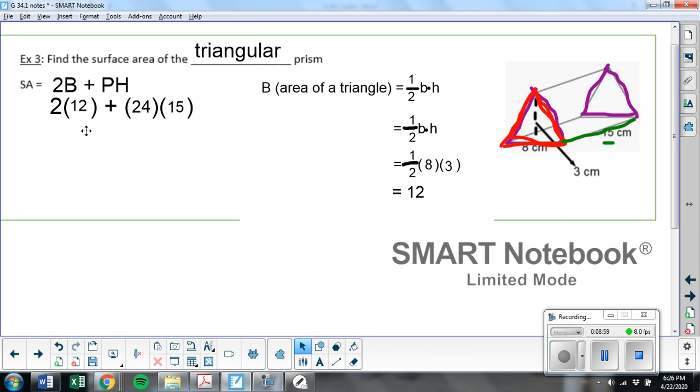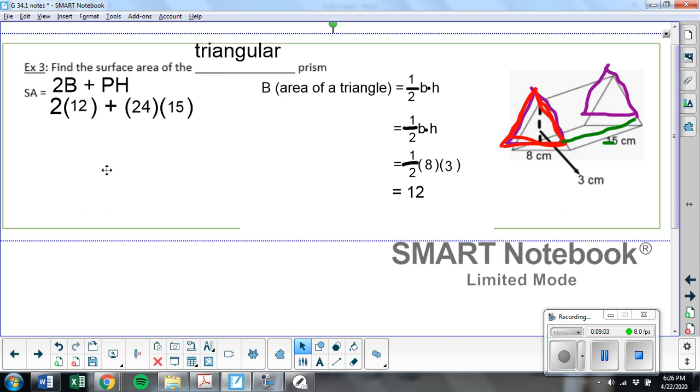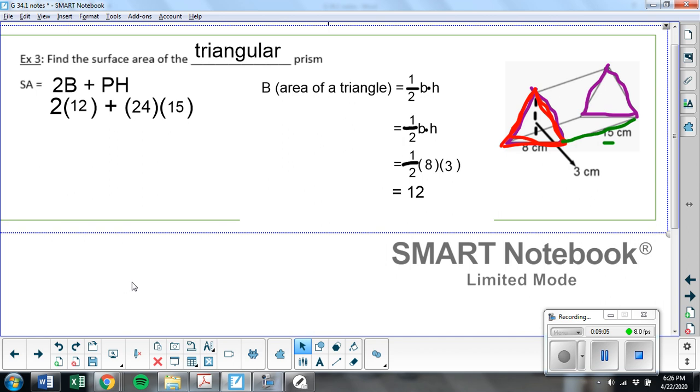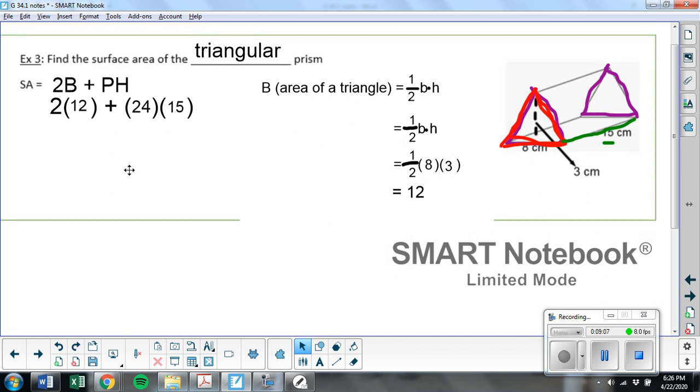Okay, grab a calculator, type that out. And you should get 384 centimeters squared. That's your final answer. I can't stress this enough that I'm going to need to see the formula and each of these 3 numbers filled in, and then your final answer.